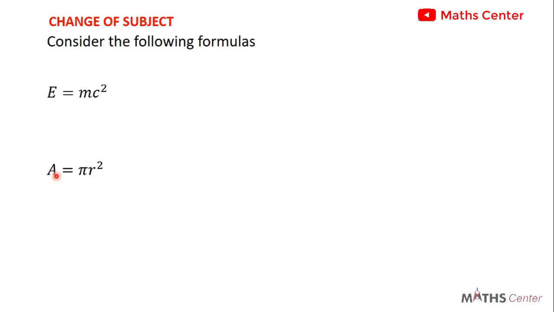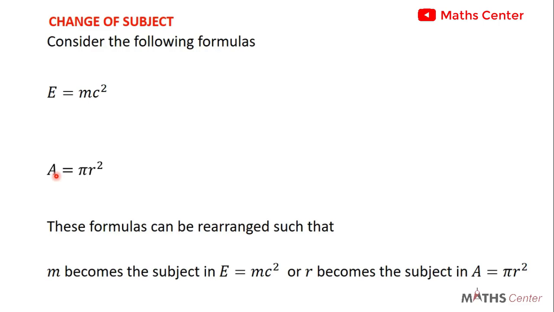Now, what is change of subject? What change of subject means is that we can rearrange these formulas. We can rearrange them such that in the first case, M becomes the subject instead of E. You can see that in this new equation, M is now on the left hand side with no variable attached to it. But when you go to the right hand side, it is E over c squared. So clearly from here, we have changed the subject from E to M. That is what we mean by change of subjects.